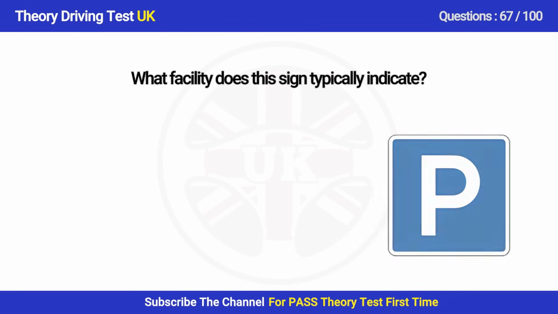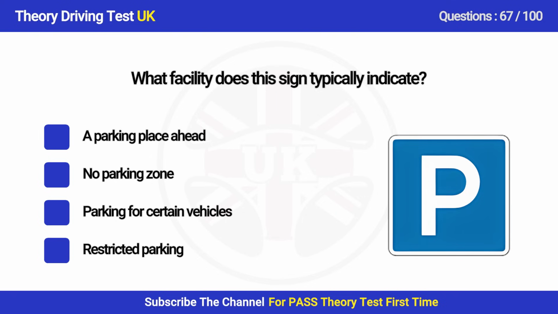Question 67. What facility does this sign typically indicate? A. Parking place ahead. B. No parking zone. C. Parking for certain vehicles. D. Restricted parking.